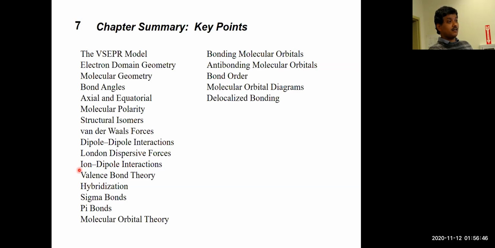Then we discussed dipole-dipole, London dispersion, ion-dipole, and hydrogen bonding. It's not listed here. And then we discussed valence bond theory, hybridizations, and what sigma and pi bonds are. And we did discuss molecular orbital theory just recently, and we did discuss bonding molecular orbitals and conduction, and we discussed antibonding molecular orbitals, bond order, molecular orbital diagrams, and just now in the benzene example or resonance structures, we discussed delocalized bonding.